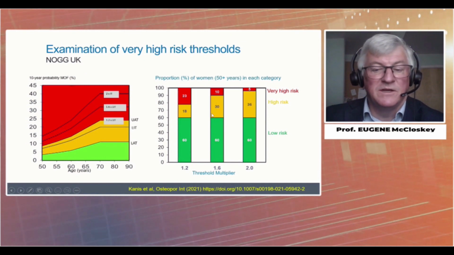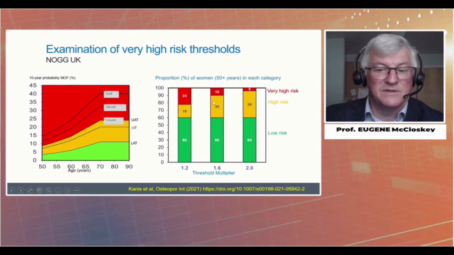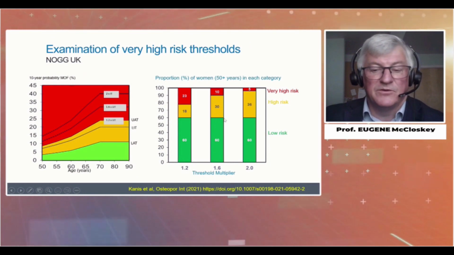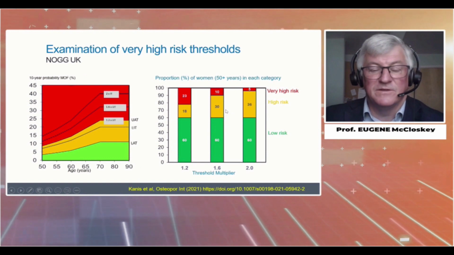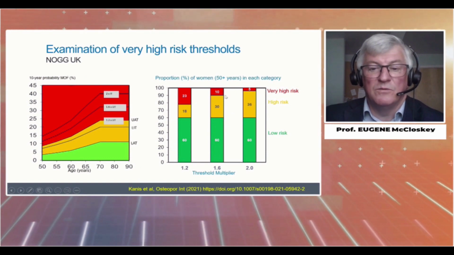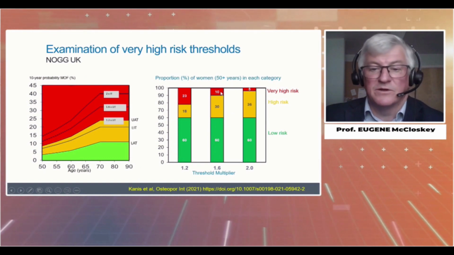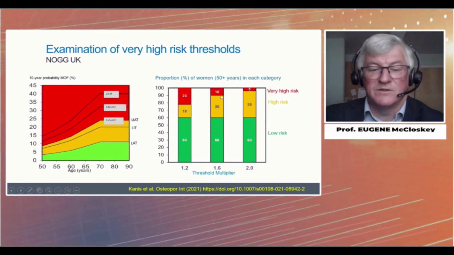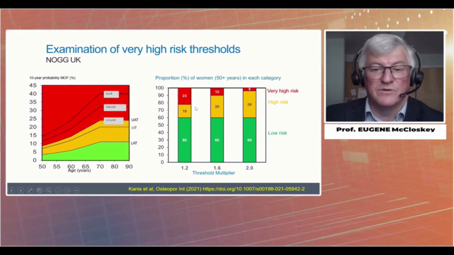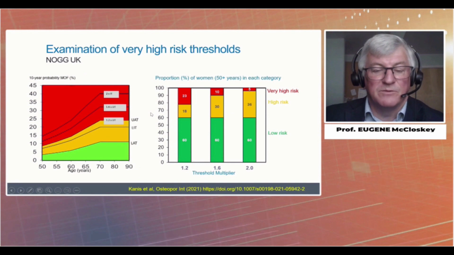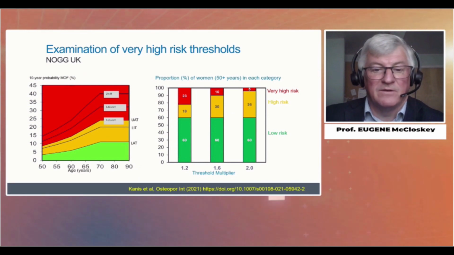So the majority would still receive the mainstays of our osteoporosis treatments that we've had around for the last 30 years or so, but a small proportion would be targeted for more aggressive intervention using treatments such as bone forming treatments, because they were determined to be at particularly very high risk.